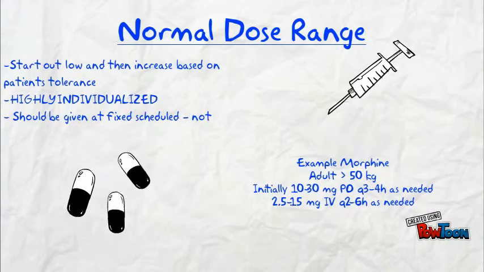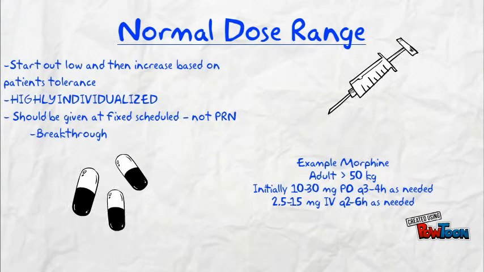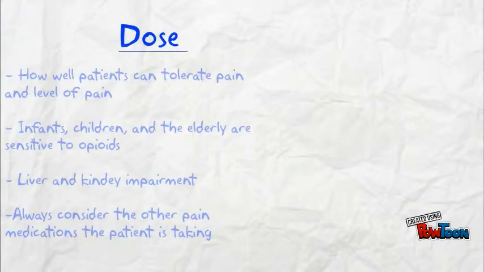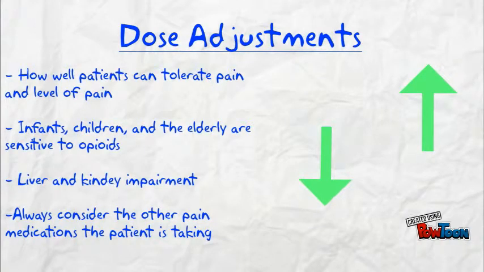The dose of an opioid will increase based on the patient's tolerance. Generally, opioids should be given on a fixed schedule to spare the patient needless discomfort. However, opioids will be given PRN for breakthrough pain. We give an example of the normal dosage of morphine. When making dose adjustments, you should consider the patient's pain tolerance, level of pain, the patient's age, and if there's any liver or kidney impairment, and if the patient is taking any other pain medication.